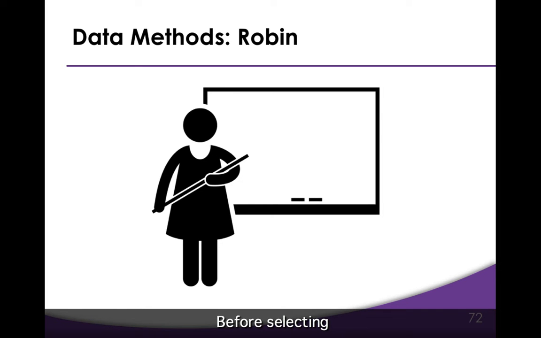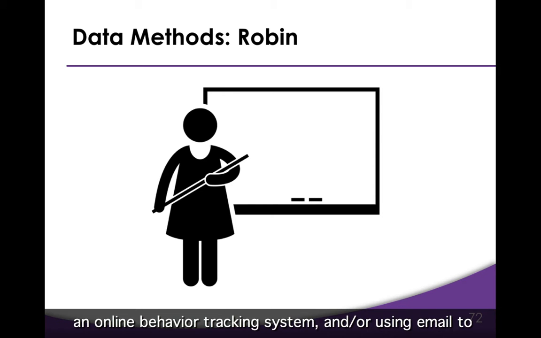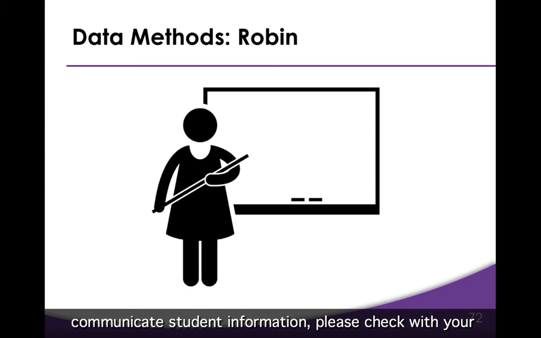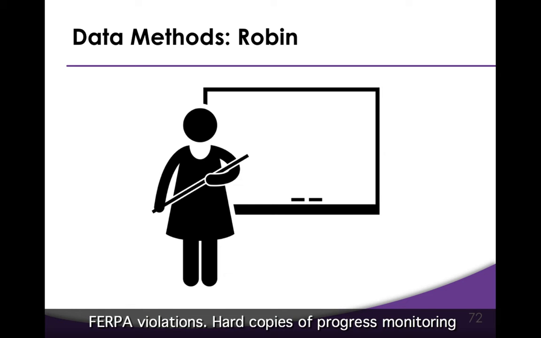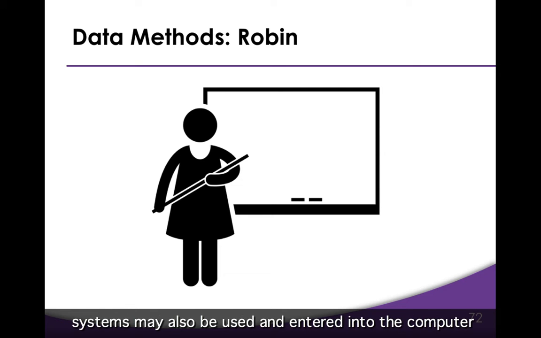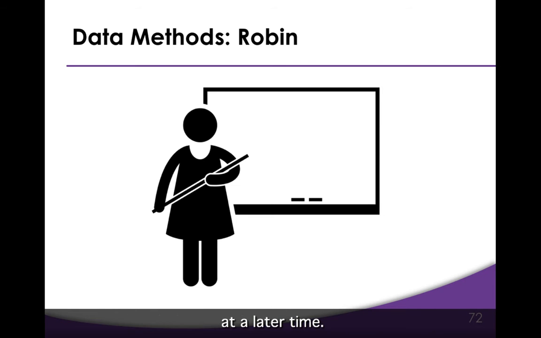Before selecting an online behavior tracking system and or using email to communicate student information, please check with your administrator and IT staff for policies regarding internet security and possible FERPA violations. Hard copies of progress monitoring systems may also be used and entered into the computer at a later time.